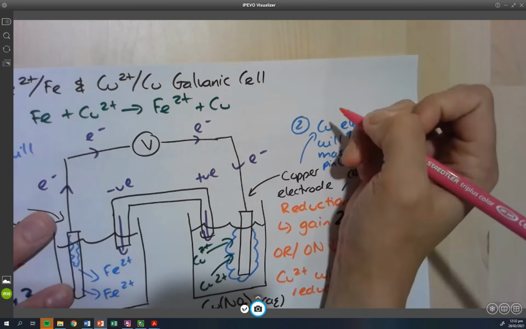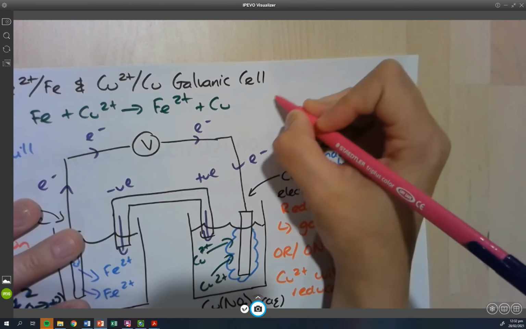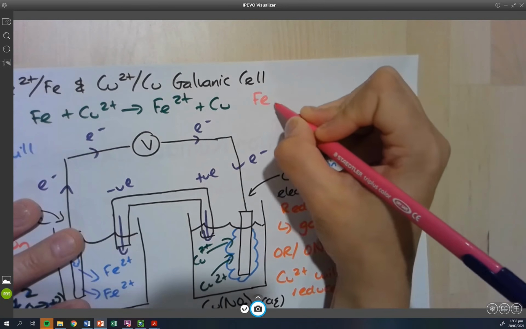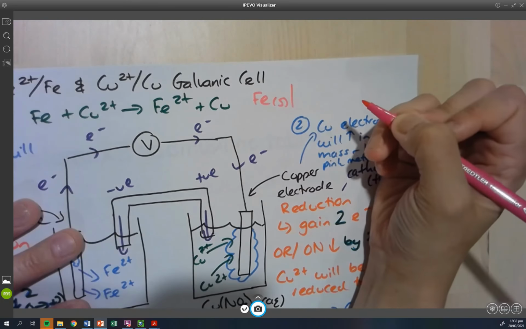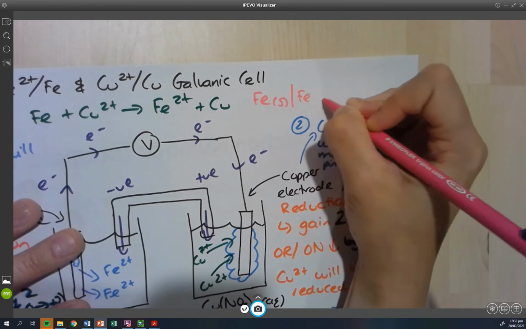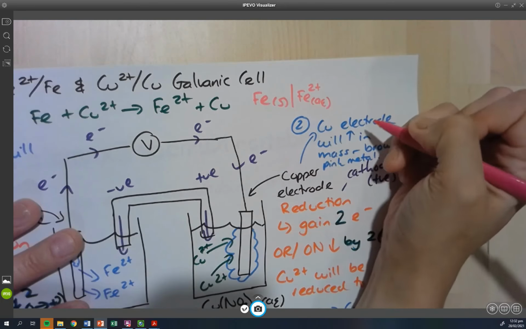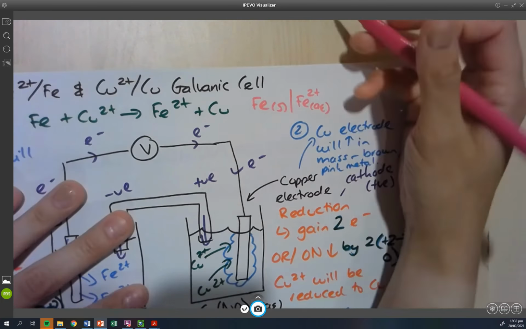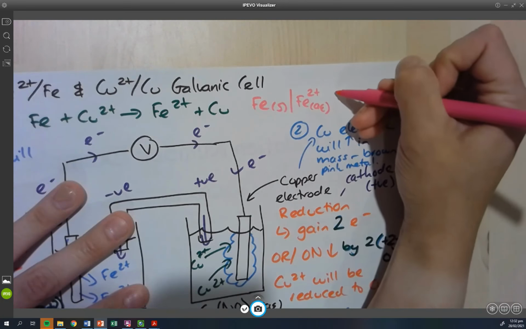So on the ends of these should always be your electrodes. So I'm going to write Fe. You then draw a line. I'm going to write solid because it's in the solid state, to indicate that you're now done talking about the electrode. And instead now we are talking about the solution. Basically this iron is becoming iron 2. That is the oxidation half. And that makes sense when you think oxidation, loss of electrons.